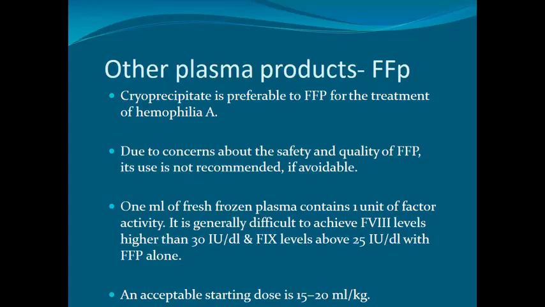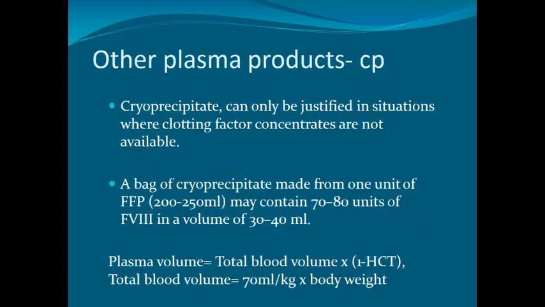Hemophilia A, not hemophilia B, because it does not contain factor 9. Due to concern about the safety and quality of FFP, its use is not recommended if avoidable. 1 ml of fresh frozen plasma contains 1 unit of factor activity. It is generally difficult to achieve factor 8 levels higher than 30 international units per deciliter and factor 9 levels above 25 international units per deciliter with FFP alone. An acceptable starting dose is 15 to 20 ml per kg of FFP.